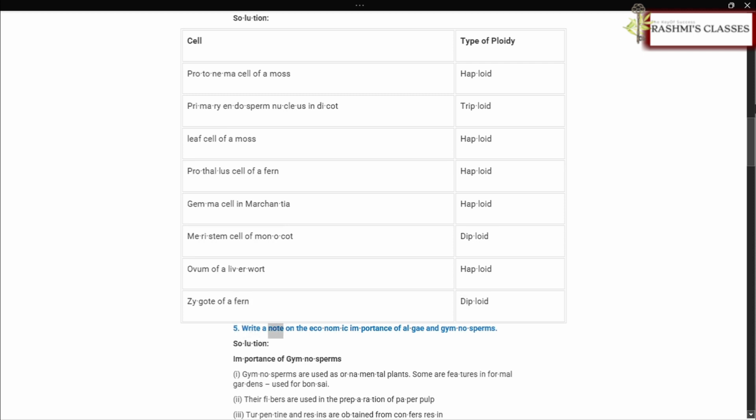5. Write a note on the economic importance of algae and gymnosperms. Solution. Importance of gymnosperms. 1. Gymnosperms are used as ornamental plants. Some are featured in formal gardens and used for bonsai. 2. Their fibers are used in the preparation of paper pulp. 3. Turpentine and resins are obtained from conifer resin.